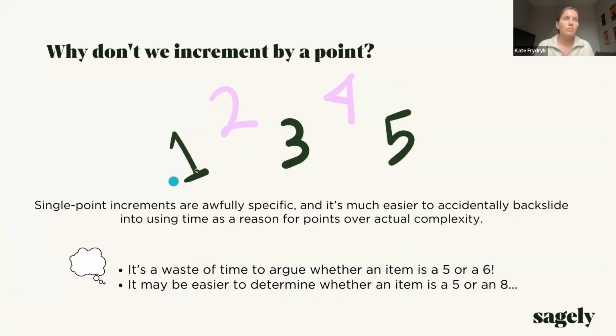Why don't we increment by a point? So single point increments are really specific, and we will get super tied up, I can guarantee you, arguing if a story is a 5 versus a 6 versus a 7, compared to a 3 versus a 5 versus an 8. So it basically just helps us make these quick decisions and move on, so we don't spin our wheels and argue about these things and spend 2 hours doing our iteration planning meetings.